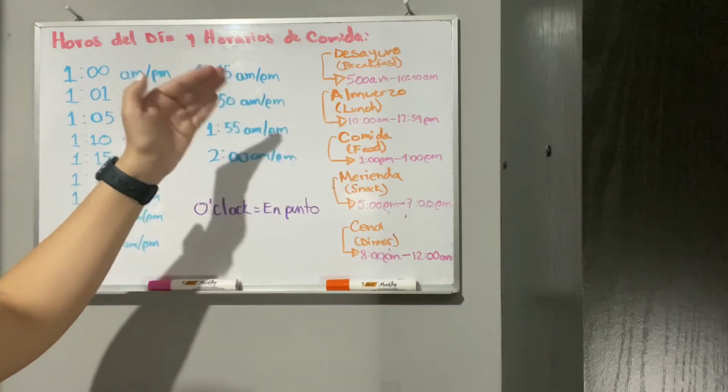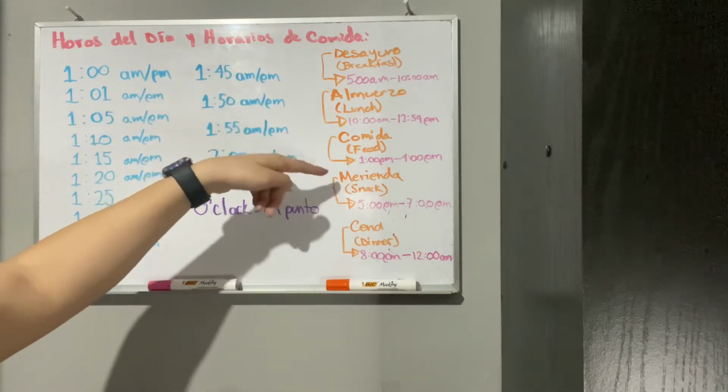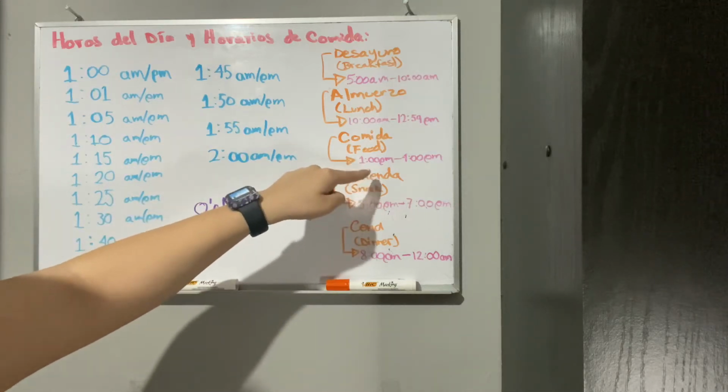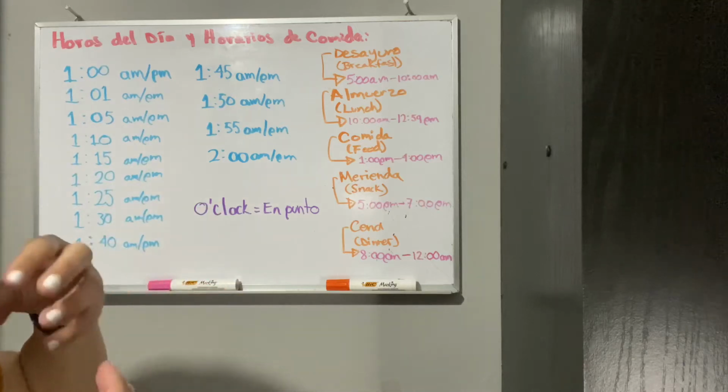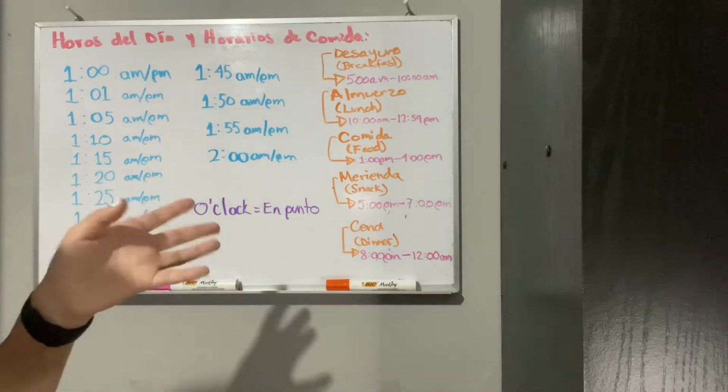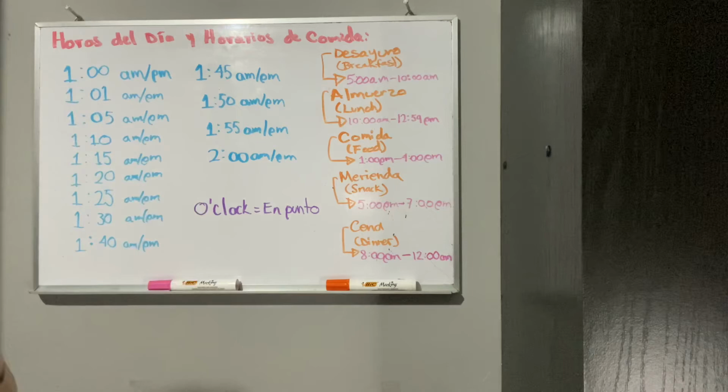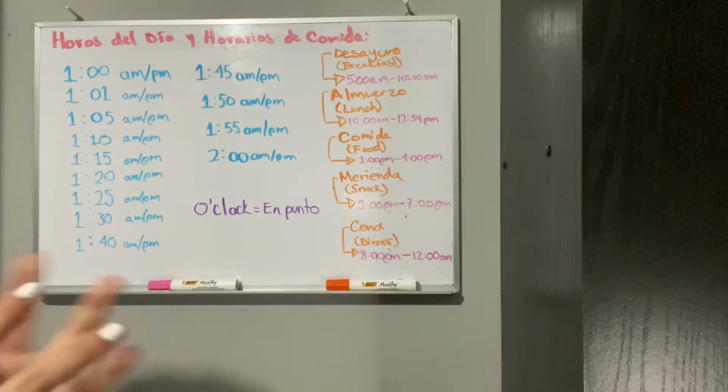After that, we have the food hour. It's called comida, and it starts from 1 p.m. to 4 p.m. We usually gather with our family or with our coworkers, or with our schoolmates or something like that. Or you can eat alone, but that's the heavy food. One of the heaviest foods.